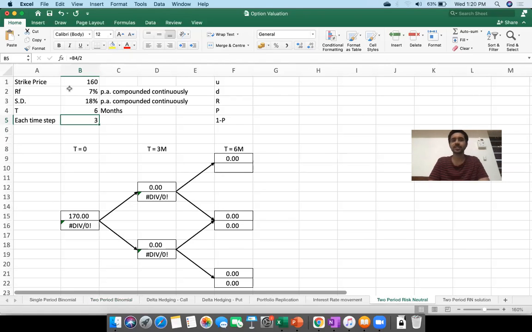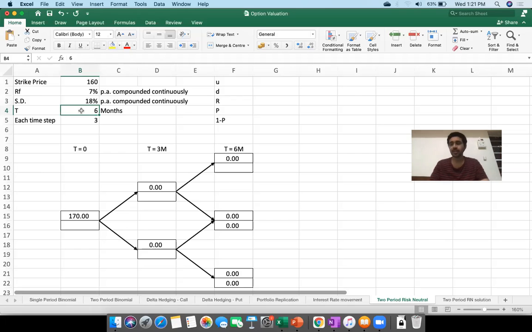So let me first come. I've plotted the same set of facts over here. The strike price is 160. The spot price is 170. The risk-free rate is 7% per annum. Standard deviation is 18% per annum, both compounded continuously. Time to maturity of the option is 6 months.